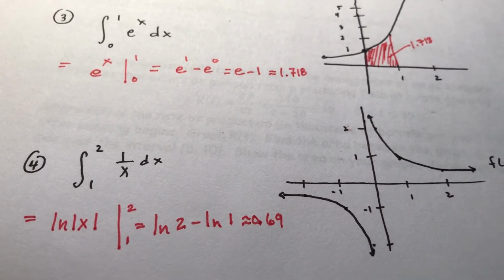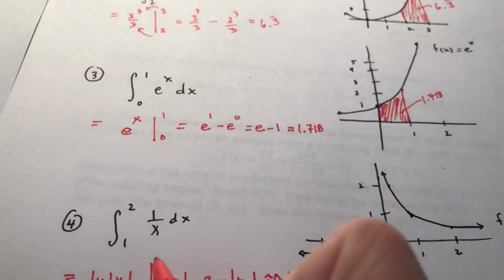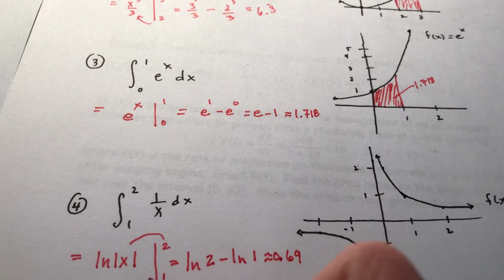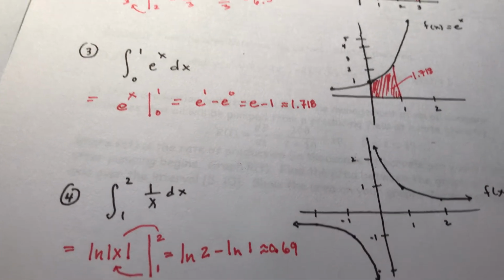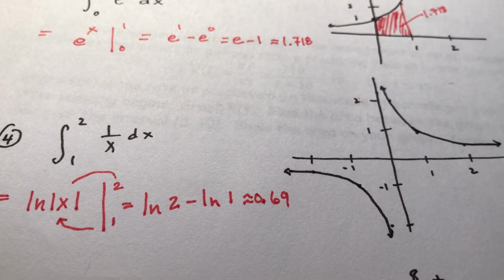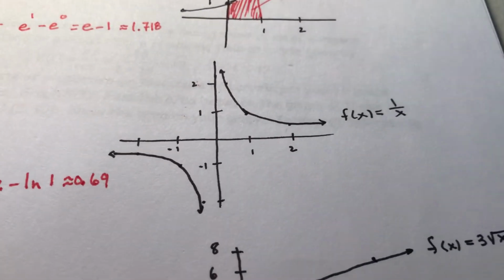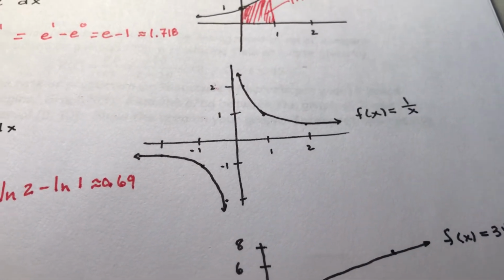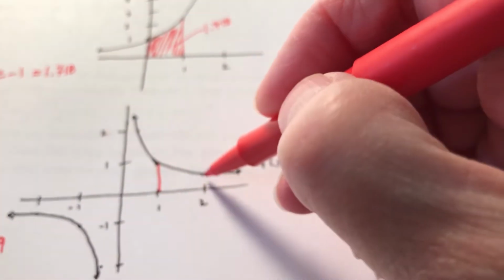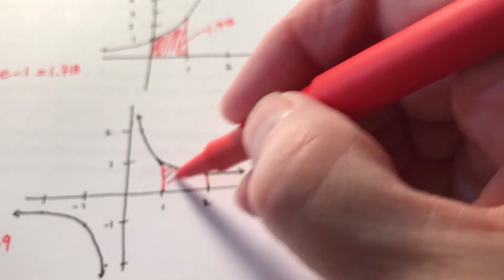Notice that I plugged the 2 in, and the absolute value of 2 is 2, that's why I didn't put the absolute value. And then I put the 1 in, and just wrote ln of 1, because the absolute value of 1 is 1. You can put the absolute values in if you want. Now over here, I graphed 1 over x, and you can do this on a calculator by hand, and we're looking at the area from 1 to 2, so we're talking about this area right here.